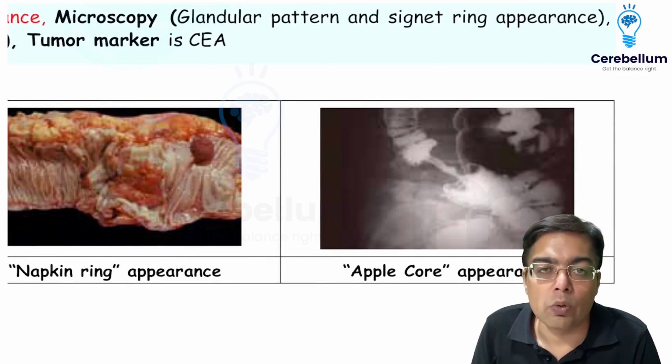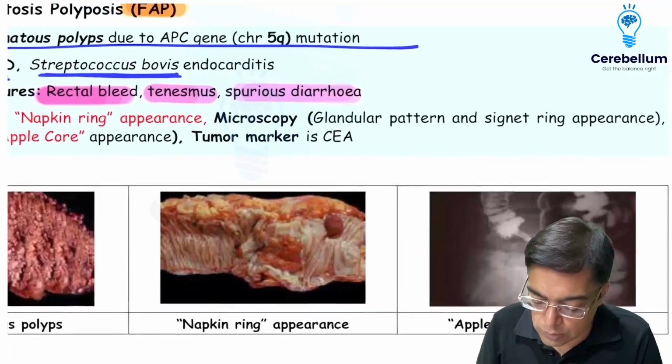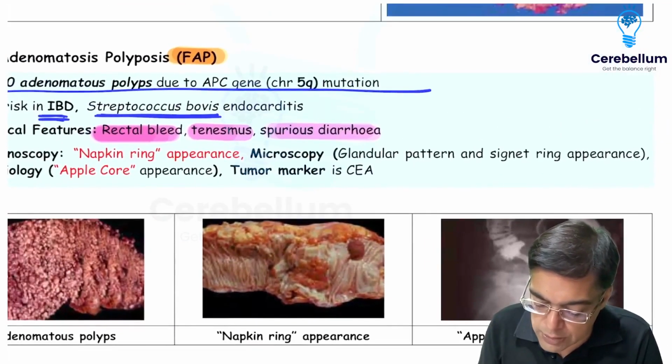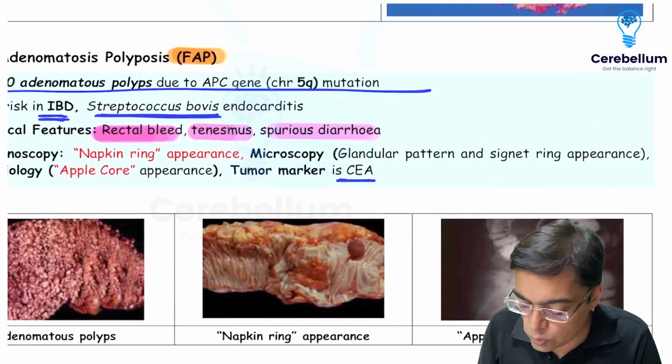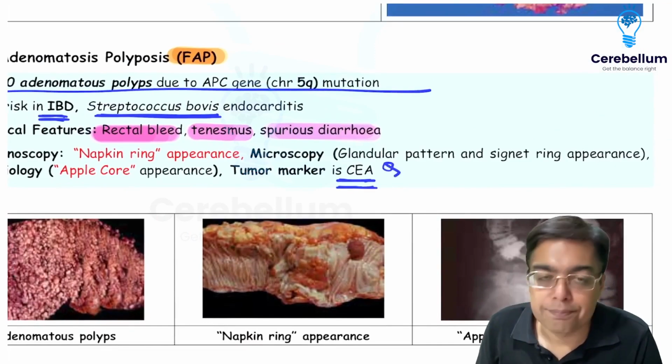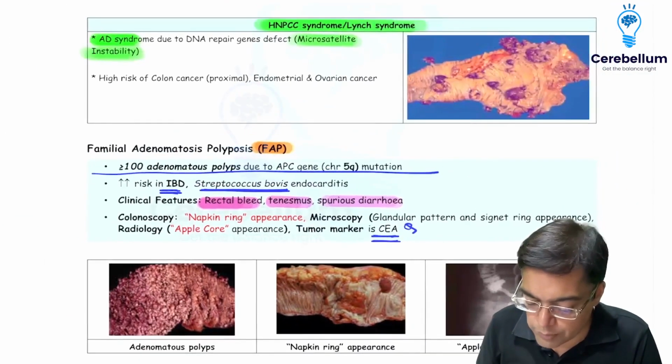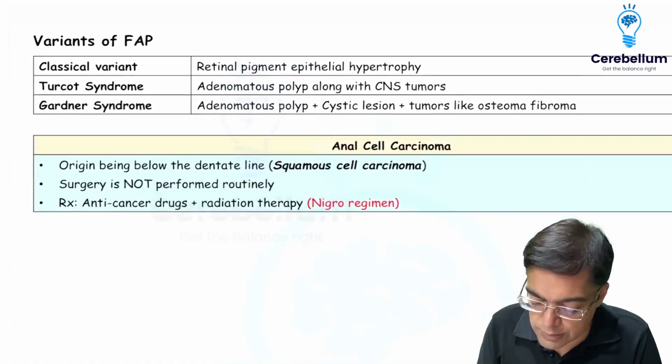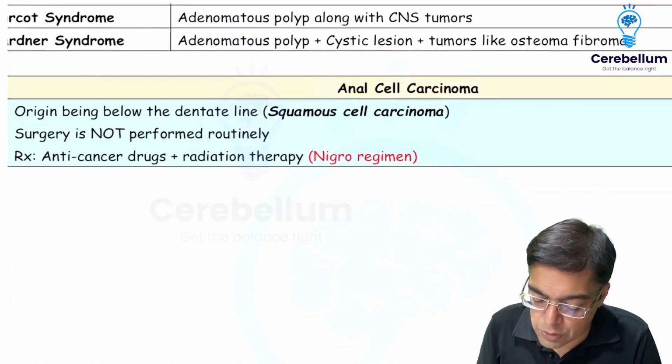And of course, if you are looking at the tumor markers, one of the important tumor markers that you're going to have for this condition is the carcinoembryonic antigen. Right? So that is what we need to remember so far as the discussion is concerned. Of course, this is just a representation of the variants.